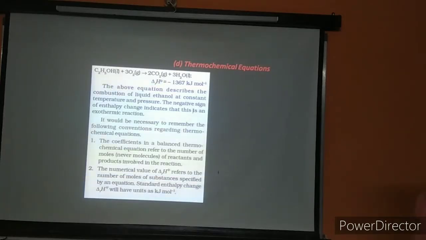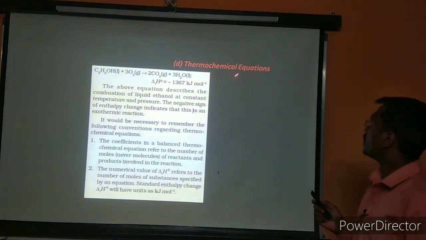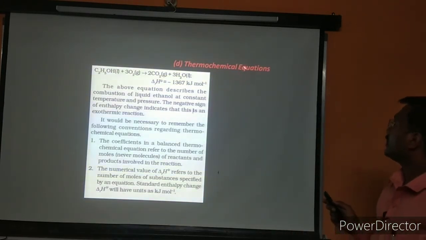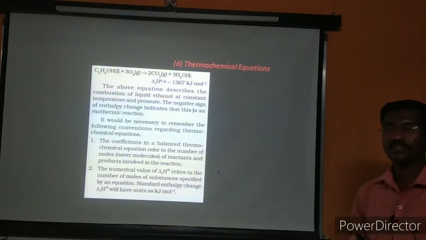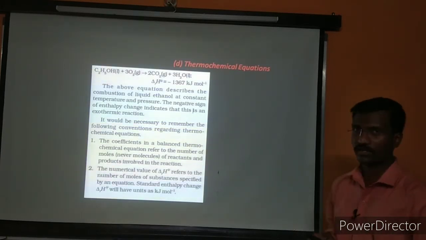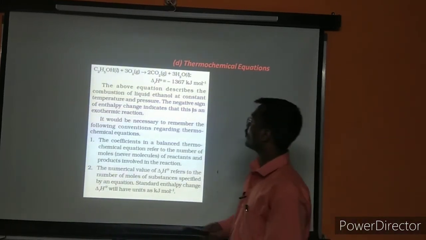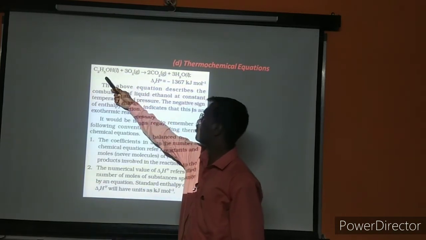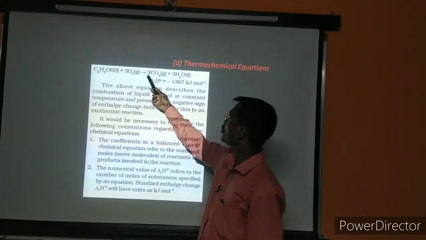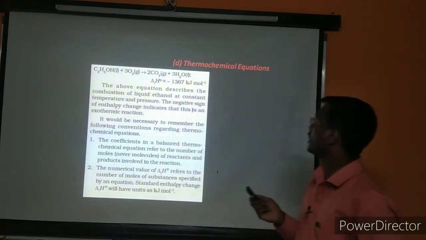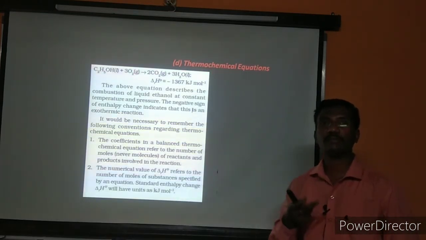So coming to the next one, the thermochemical equation. Here in this thermochemical equation, the equation we have written is going to be discussed based on thermal energy. It means that here ethanol burns with oxygen to give carbon dioxide and water. In this process, how many moles of ethanol react with the oxygen? 1 mole of ethanol reacts with 3 moles of oxygen to give 2 moles of carbon dioxide and 3 moles of water molecules. So in this burning, in the thermochemical equation, thermal is nothing but heat.